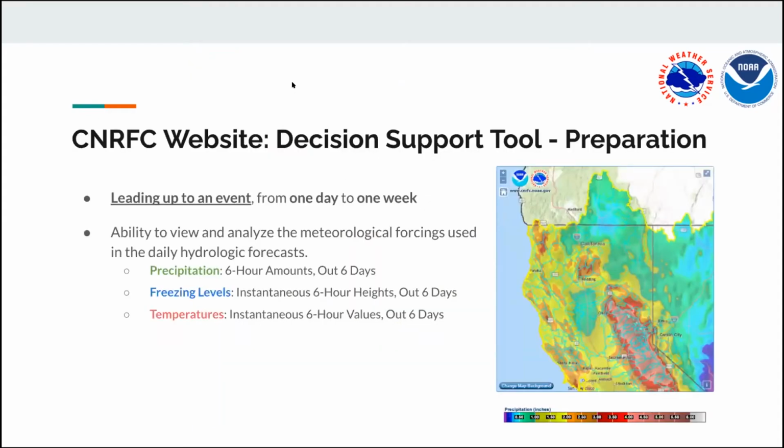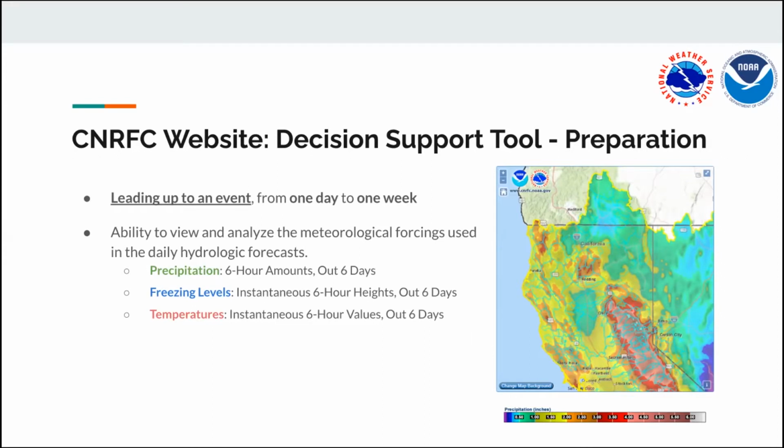So as a decision support tool, in the preparation leading up to an event, typically from about 1 day to 1 week out, we have the ability to view and analyze the meteorological forecasts used in the daily hydrologic forecasts. These include precipitation. Our forecasters forecast down to 6-hour time scales out to 6 days.